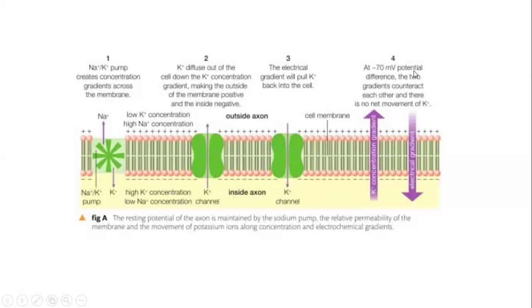So here at minus 70 millivolts potential difference, the two gradients counteract each other and there is no net movement of potassium. So here at minus 70 millivolts, what happened? It is at resting potential. Resting potential means the two gradients counteract each other and there will not be any net movement of the potassium. So then you call it resting potential at minus 70 millivolts, right? This is the diagram they have given in your book. You can just see it in your spare time, right?